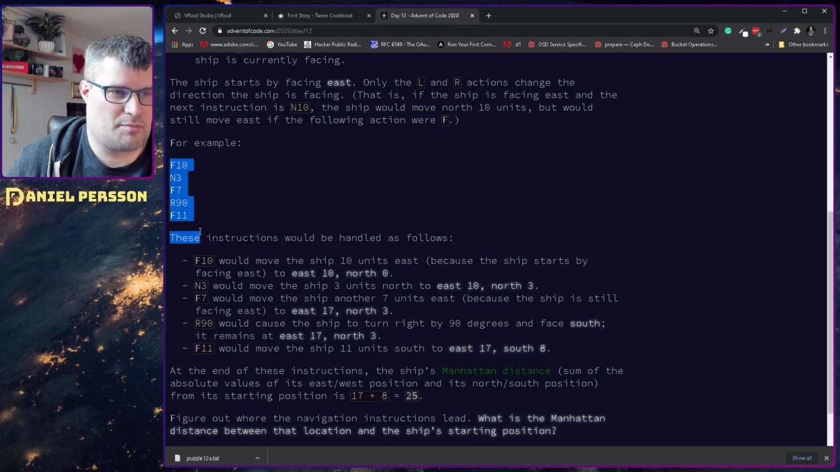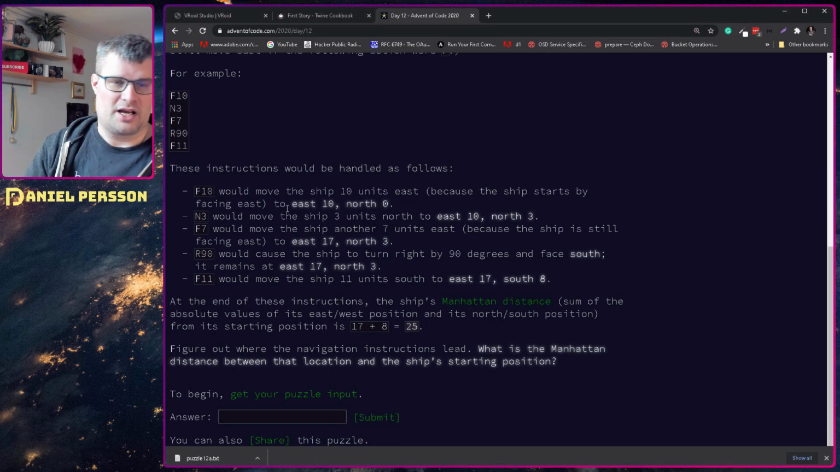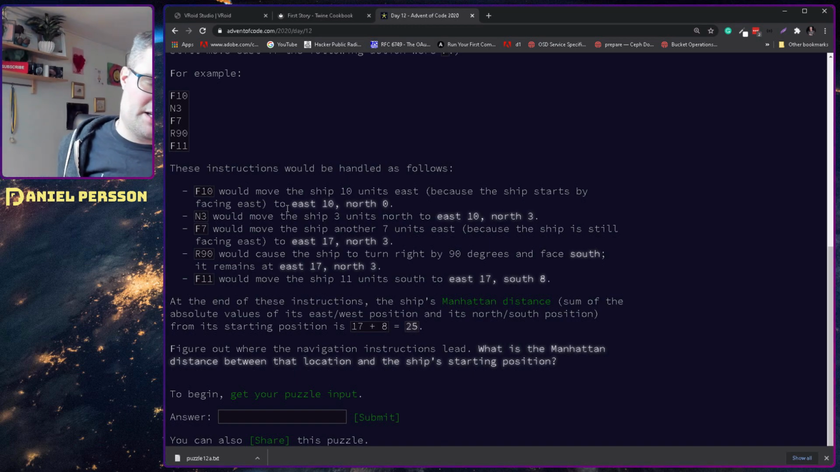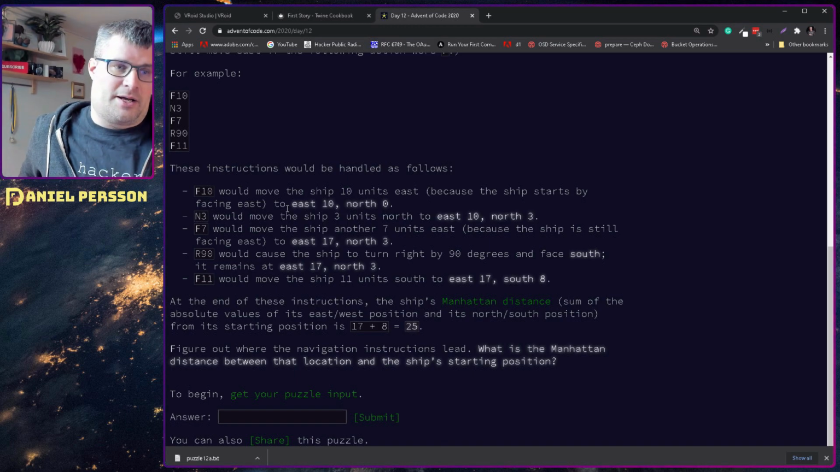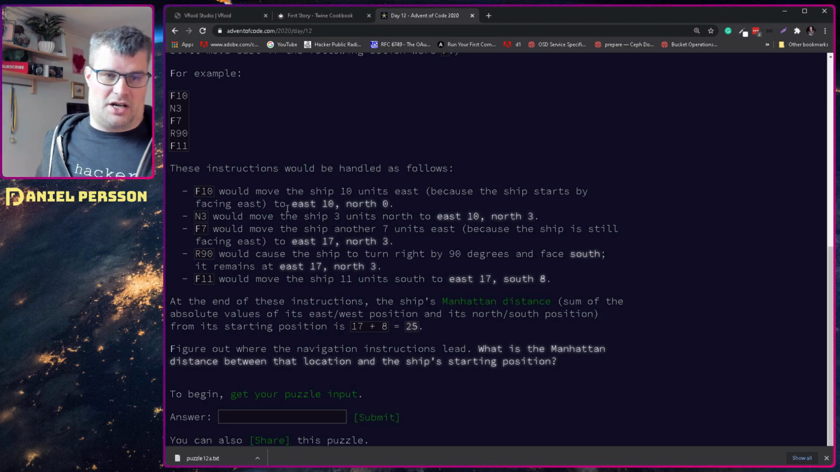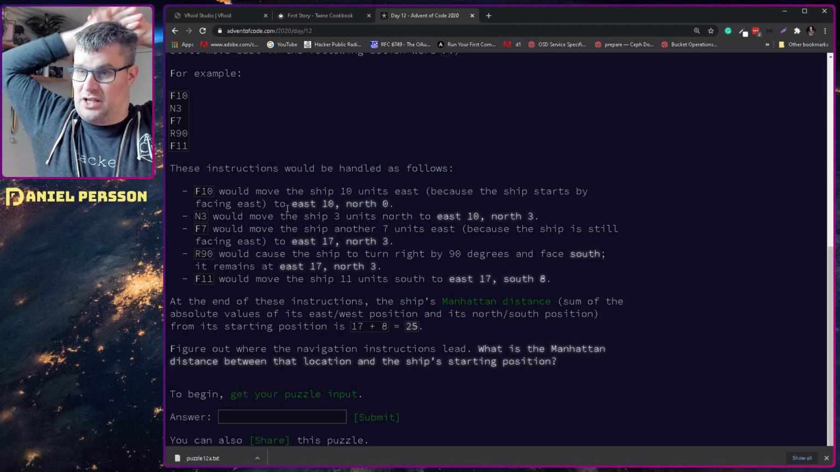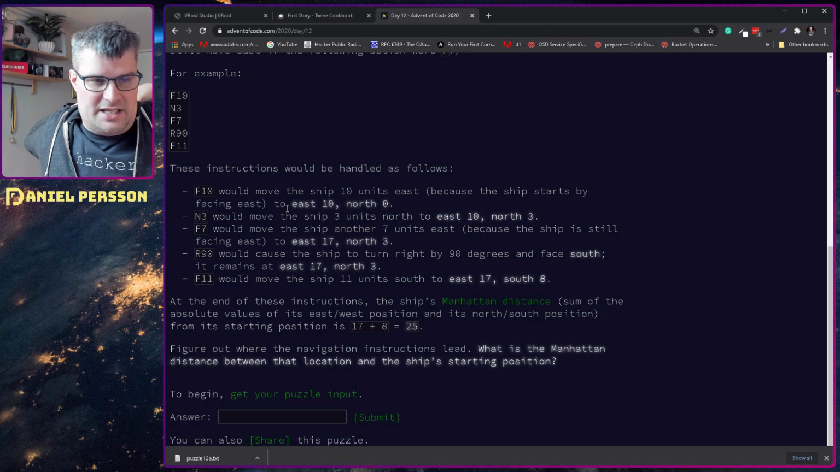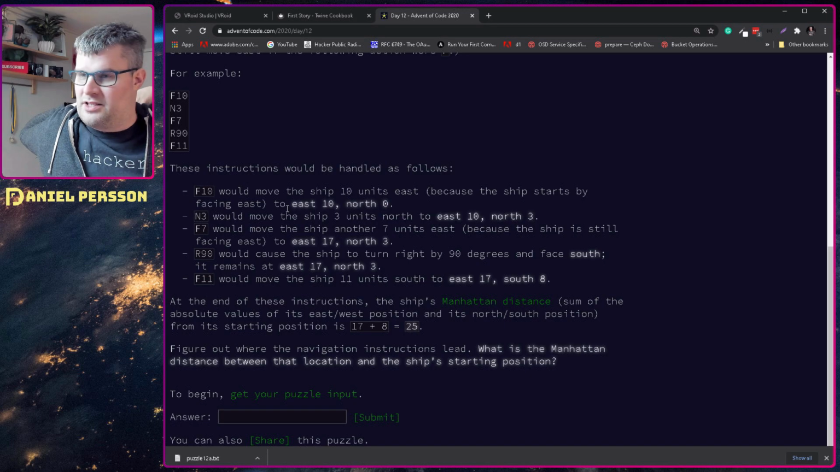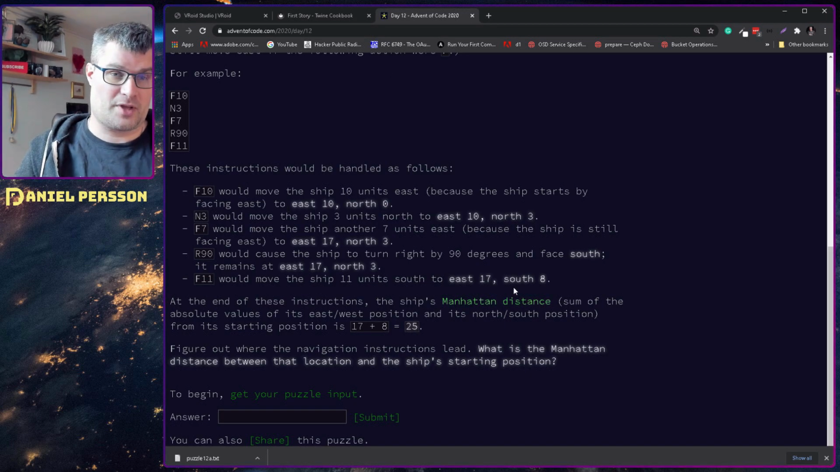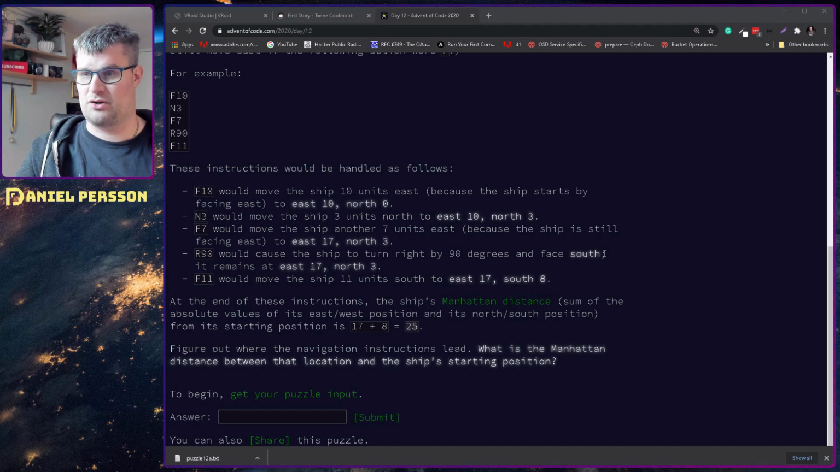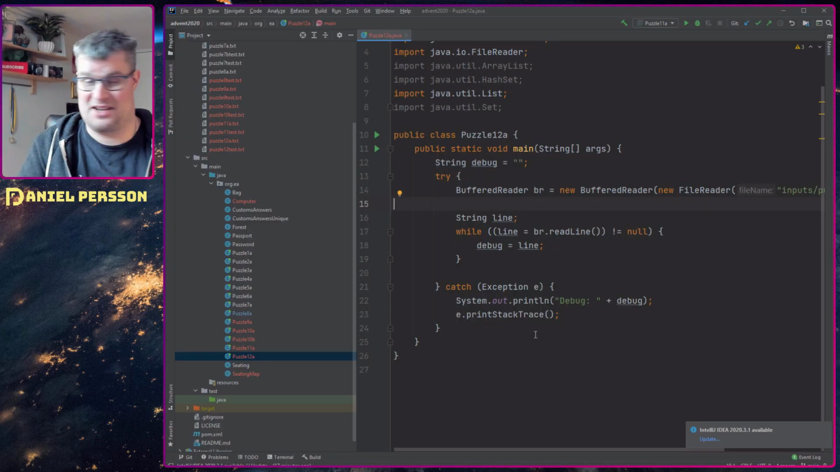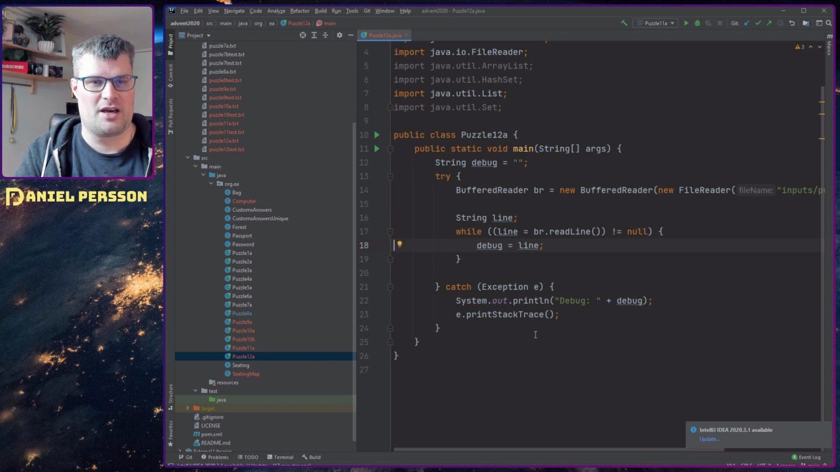So for example, they have some information there, and then you need to calculate the Manhattan distance. That's the east-west position and the north-south position, and you add those together and you get the Manhattan distance. So this is pretty straightforward, and I think we can solve this. If we jump over here, I have prepared a little bit of a puzzle input.